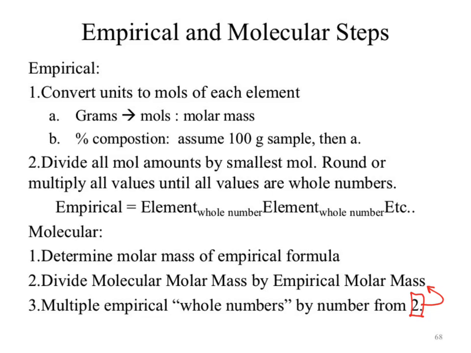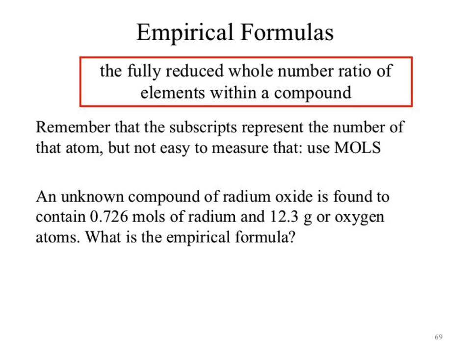Okay? So let's poke at this. An unknown compound of radium oxide. Right out of the gate, I screwed up. I kind of apologize for that. Why did I screw up with this? What can you tell me about radium oxide? It's an ionic compound. The whole point of empirical formulas is not ionic compounds. So it's a bit of a dumb example, but we're just going to power through the math without having to deal with any of the cheats on this.